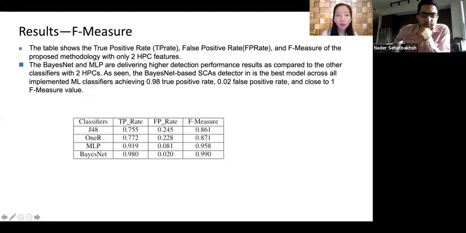In this part, we evaluate the true positive rate, false positive rate, and F measure. We can see that Bayes net and MLP deliver high detection performance compared to the rest. And we can see that the Bayes net based side channel attack detector is the best model across all implemented machine learning classifiers, achieving close to 1 F measure.